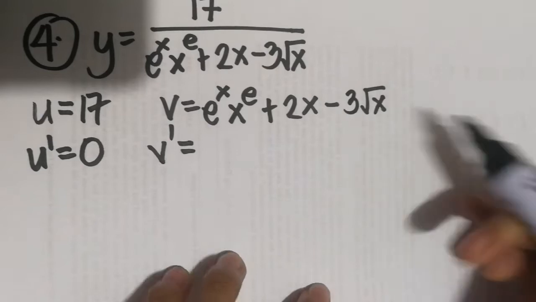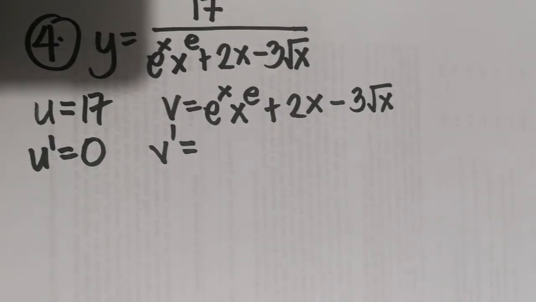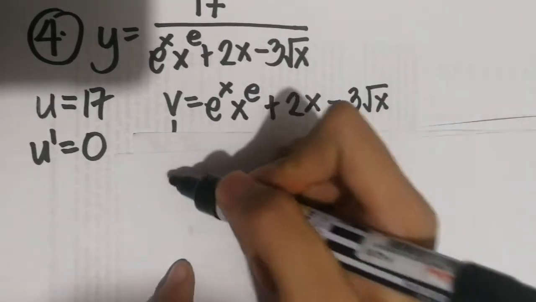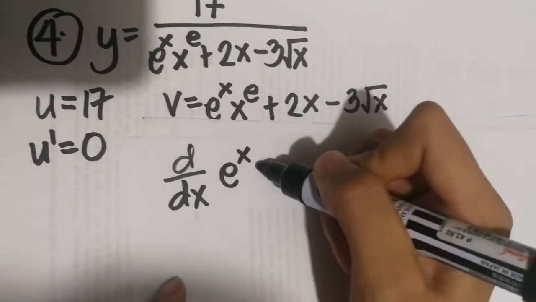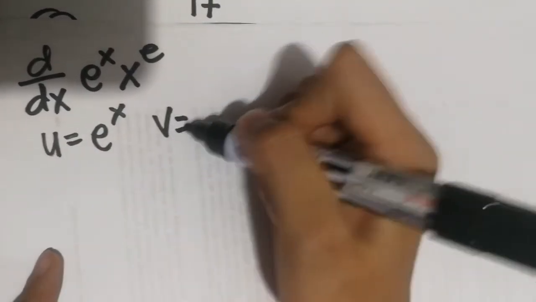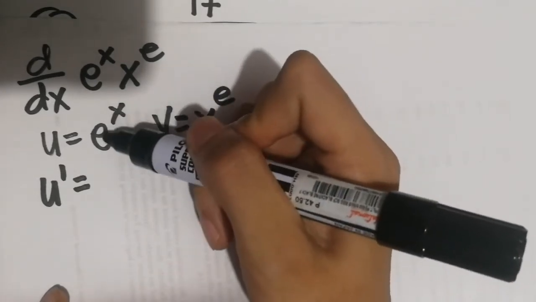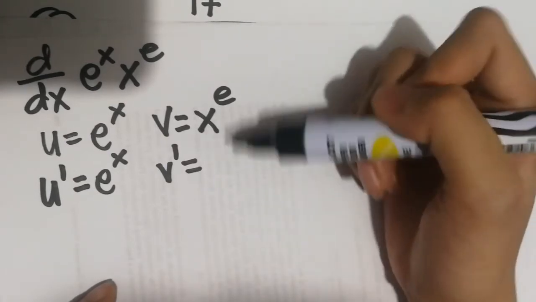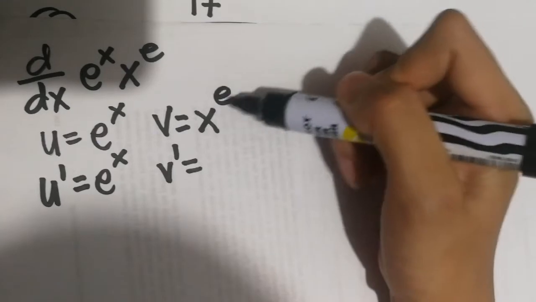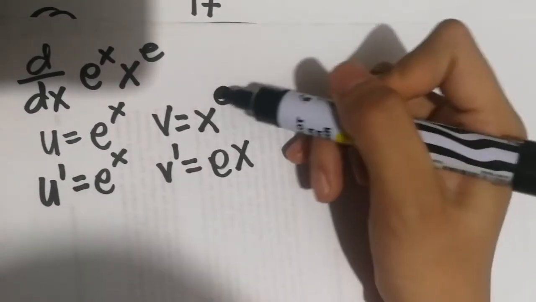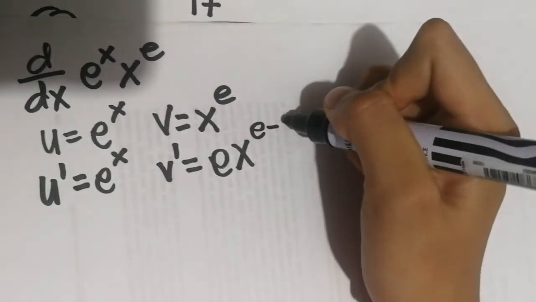And for the first term, you have to use the product rule. So, let's use the product rule to get the derivative of e to the x times x to the e. Therefore, we have to let u is equal to e to the x. Then, v is x to the e. Then, u prime is, since this is e to the x, the derivative is still e to the x. Then, v prime is, you can use the power rule here. So, e times the coefficient of x, that will be e. Copy the variable x, then subtract 1 from the exponent. So, it will now become e minus 1.